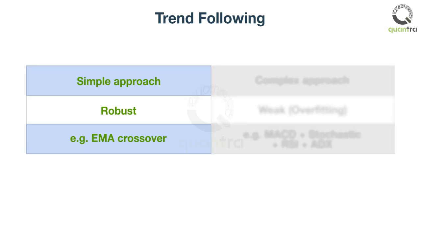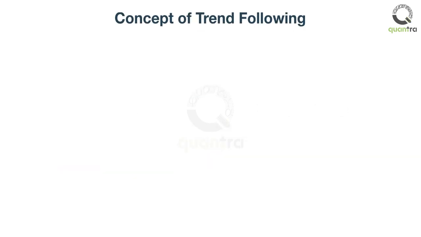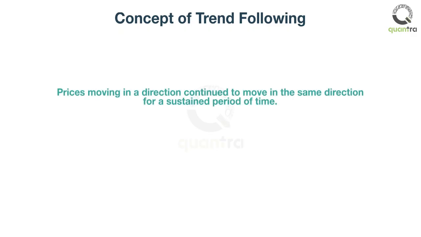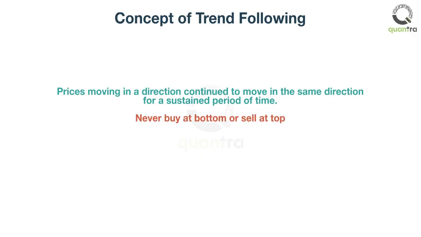The fact that the idea behind trend following is simple does not, of course, mean that implementation is easy or that it's easy to make money. You will still have to work for your money. The basis of trend following is the empirical observation that prices often continue to move in the same direction for a sustained period of time. The goal of the strategy is to capture the bulk of these moves, but never to buy at the bottom or sell at the top.